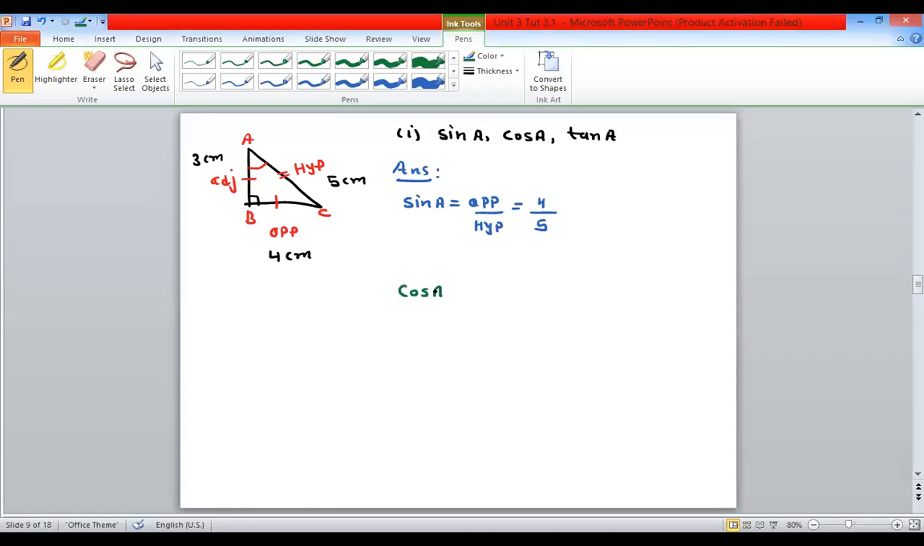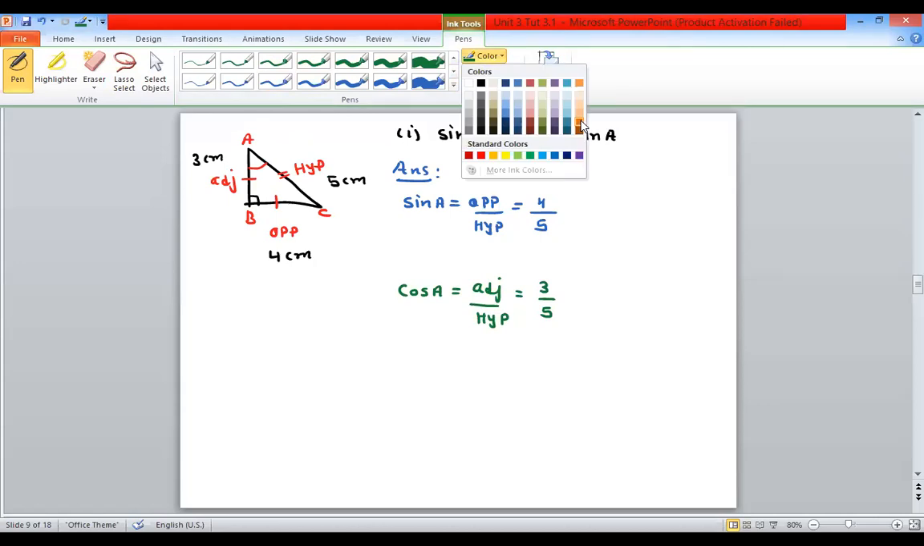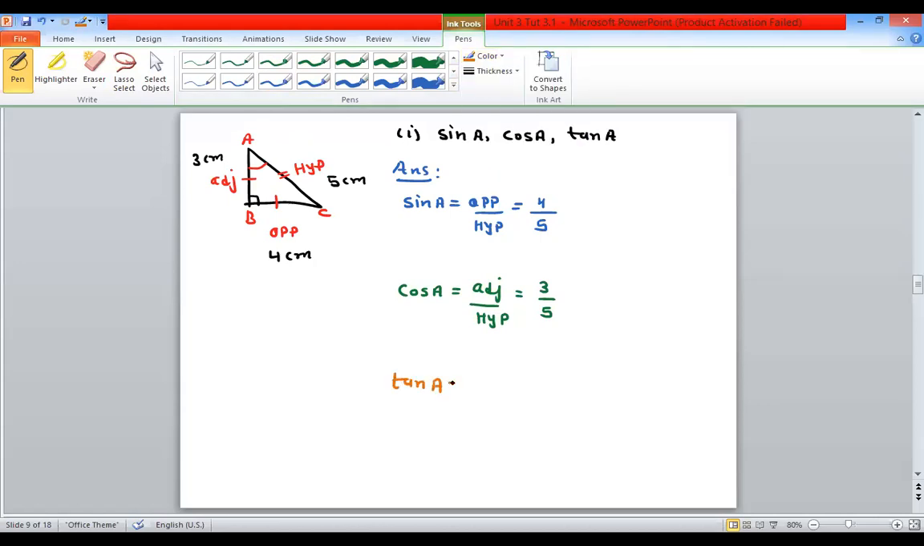Now we can find cos A. The formula of cos, you just remember the formula. Okay, cos means adjacent upon hypotenuse. So what happened? Adjacent means 3 upon 5. And the last is tan A. Tan A means opposite upon adjacent. So what is the value of opposite? It's 4 centimeter and adjacent is 3 centimeters. So this is the answer of the first question.